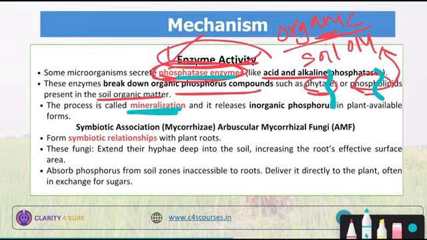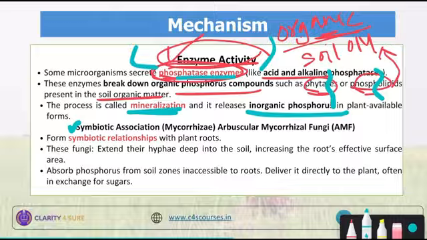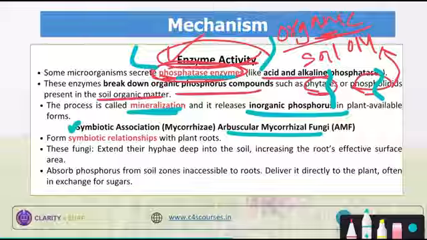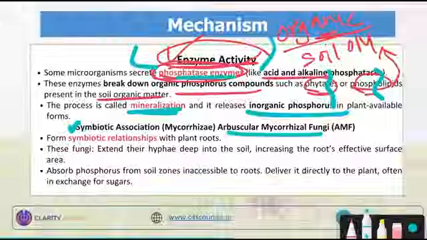Okay, and this process is called mineralization. The next is symbiotic association, or what we call mycorrhizae, the arbuscular mycorrhizal fungi. Here, it is not about chemical dissociation or chemical bond breakage. Here the focus is more on increasing the root surface area.